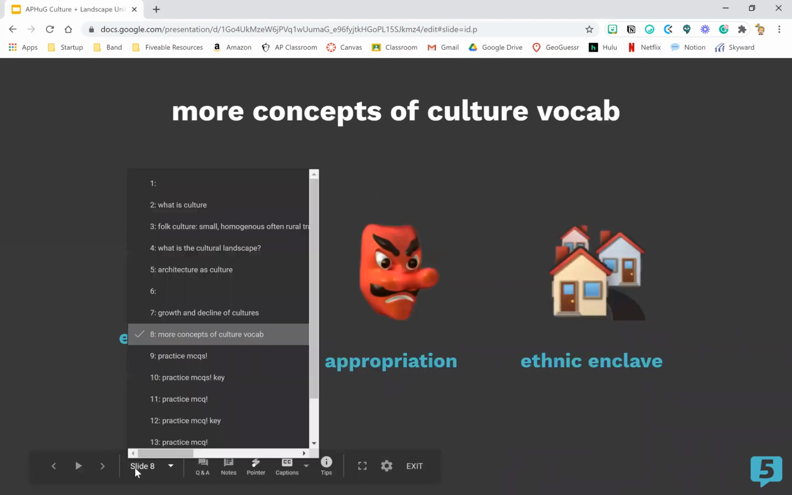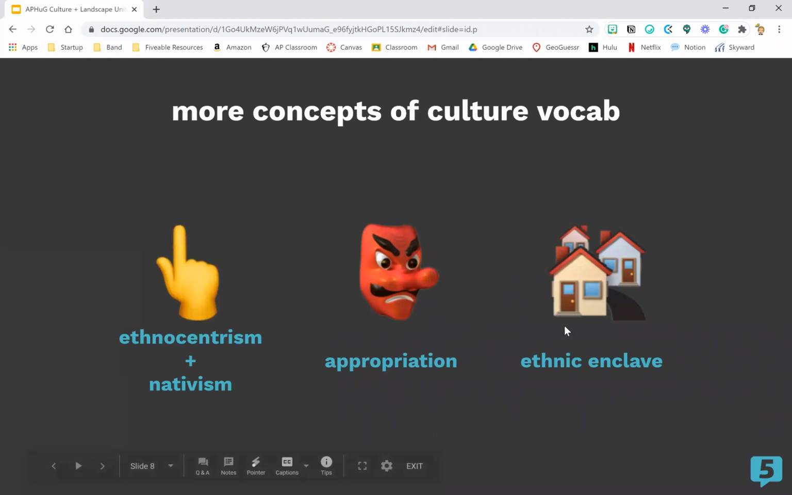So here's a little more concepts of culture vocab before we move into some practice multiple choice questions together. So ethnocentrism and nativism. Whoa, how the heck did I say that? Ethnocentrism and nativism. These are the people who might cause assimilation. These people only view the world through their one lens, through their culture, and they wouldn't respect any other cultures around them or ones that want to mix with them or adapt to them. They only believe in their culture and they are 100% of the time right. So that's why there's the finger with the one pointing up, like there's only one correct answer and it is me.